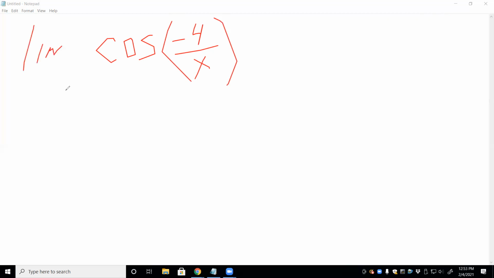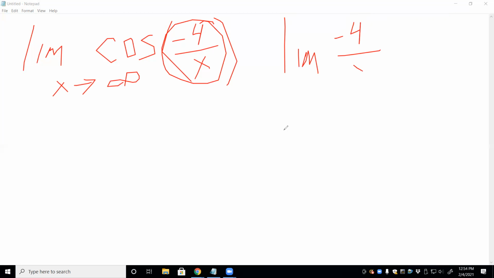So this is the cosine of -4 over x as the limit approaches positive infinity. It's this introduction of these other types of functions, the trig and whatnot, that are really causing a blank for me here. What happens to that as x goes to positive infinity? In other words, let's start with that. What's the limit of -4 over x as x goes to infinity?